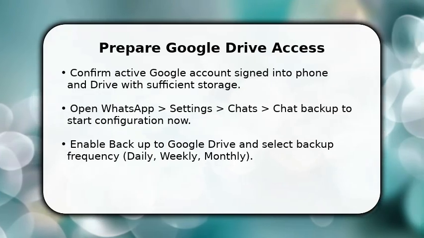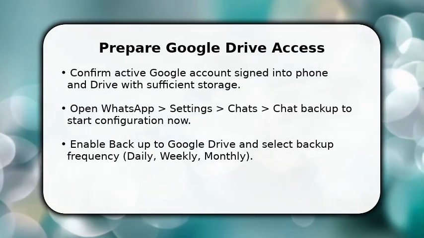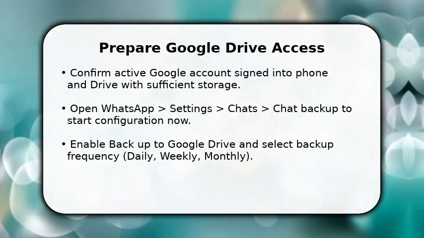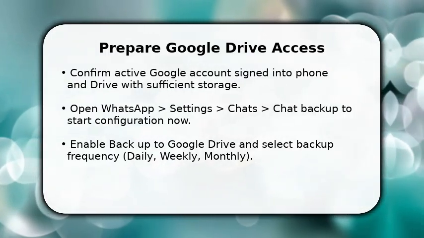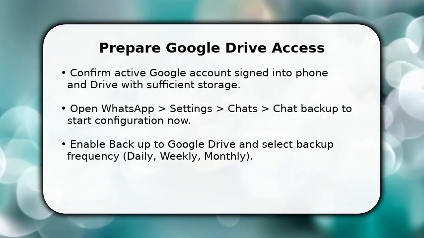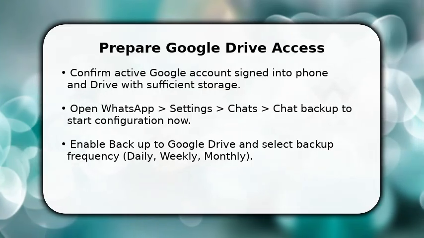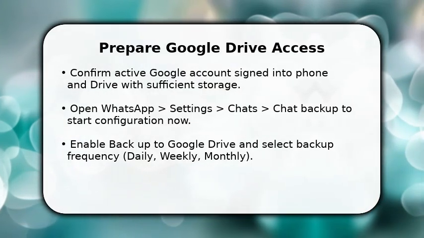Enjoy the video. You start by ensuring your Google account is correctly signed into the device and that Drive has enough space for the backup. Once done, open WhatsApp, go to Settings, then Chats, then Chat Backup. This is where you'll take control. Make sure backup to Google Drive is enabled and pick a frequency that fits your needs.